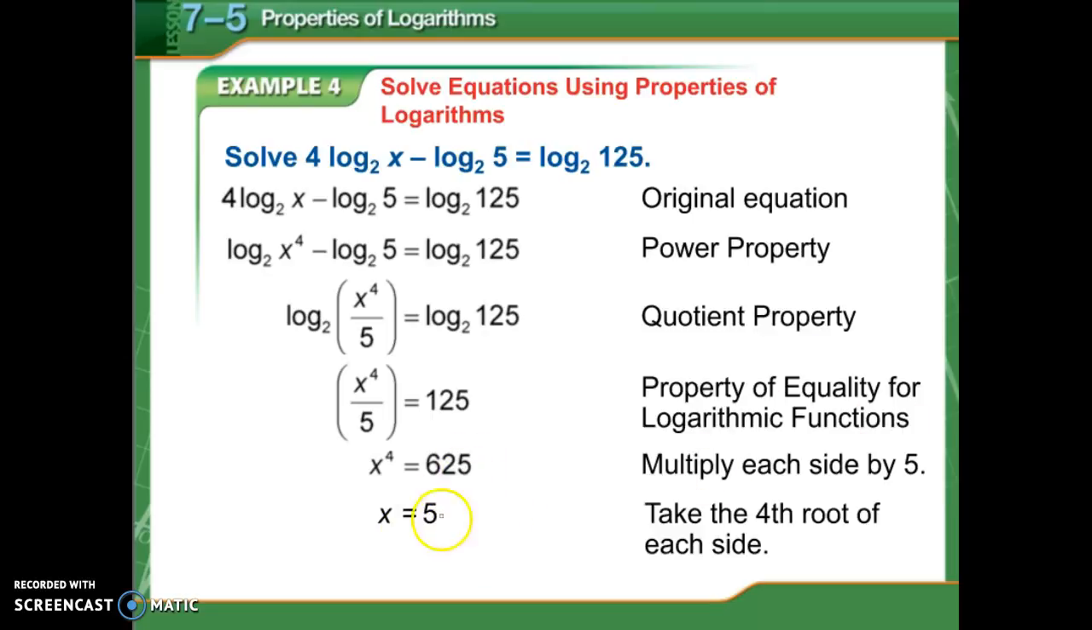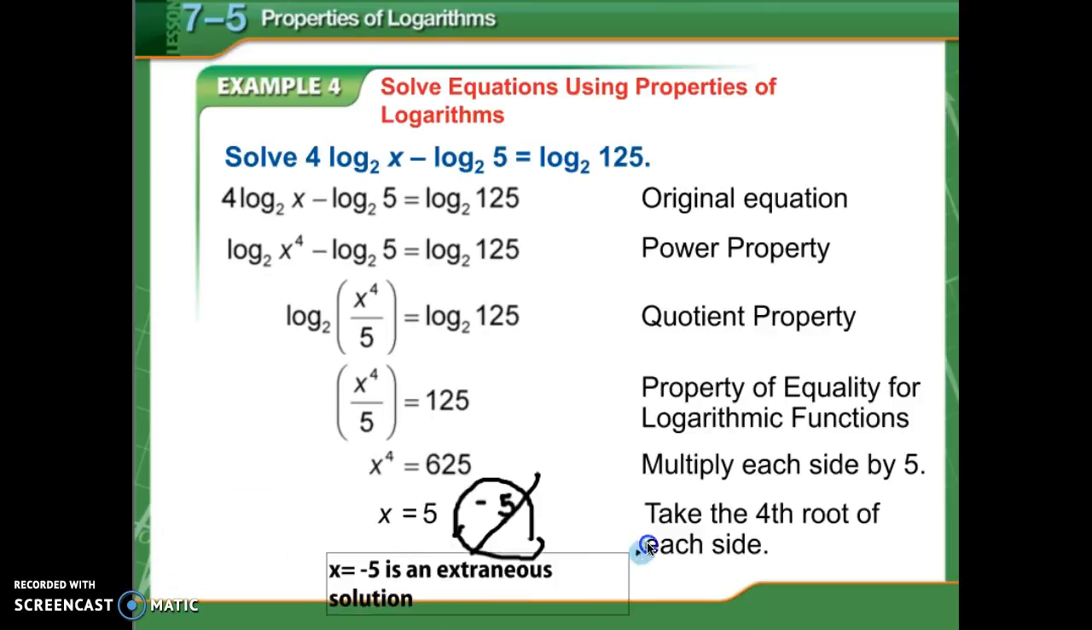Technically, if you take the 4th root of 625, you would also get negative 5. But you need to remember that this answer doesn't count because you can never have a negative answer for x when you're dealing with log equations. You can only have positive answers. So x equals negative 5 is an extraneous solution, so it doesn't actually count. We don't consider it. We only consider the answer x equals 5.